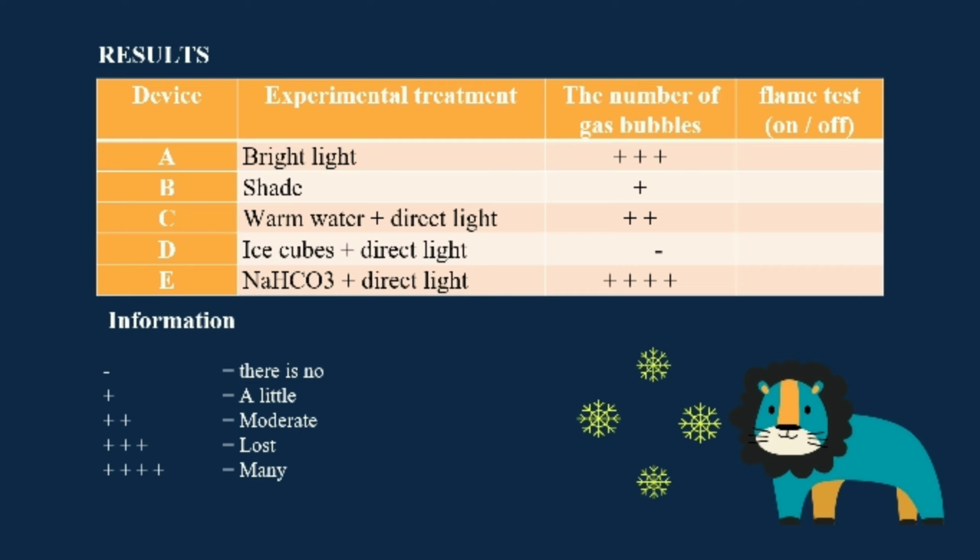Tube D. Experimental treatment: isotopes plus direct light. There are no gas bubbles. Tube E. Experimental treatment: NaHCO3 plus direct light. The number of gas bubbles is many.